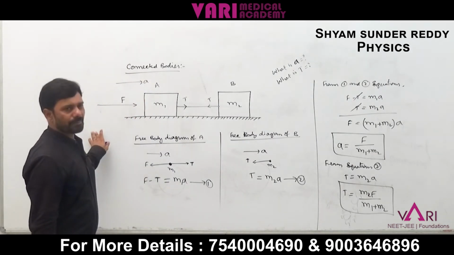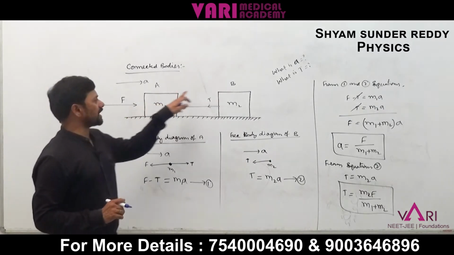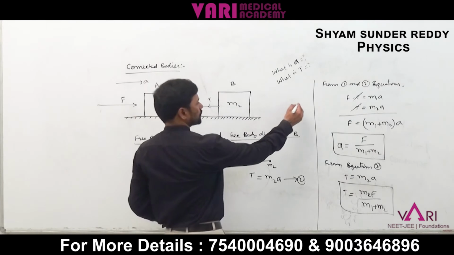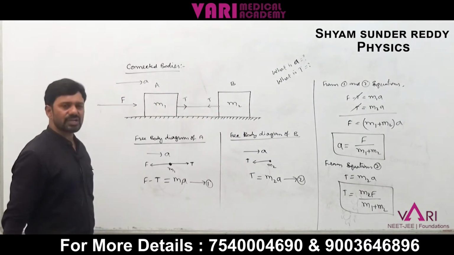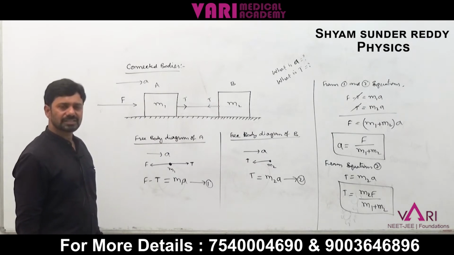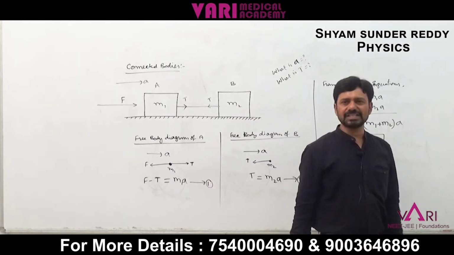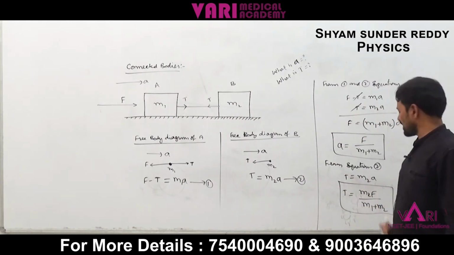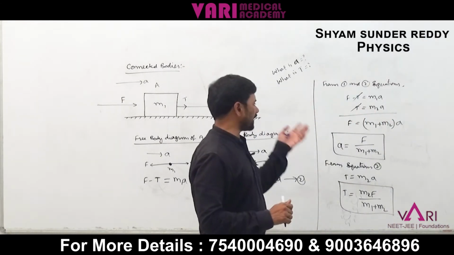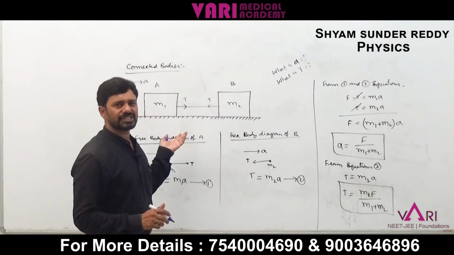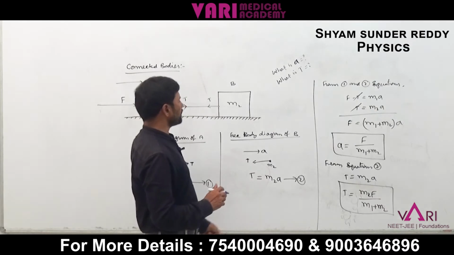This is the method. If in case the force direction is changed, force is applying from this side, then are the A value and T value the same or not? Yes, the A value is the same, acceleration is the same, A is equal to F by M1 plus M2, but the tension value will be changed. Depending on direction, the tension in the string will change. Okay, we need to find that also, no problem.